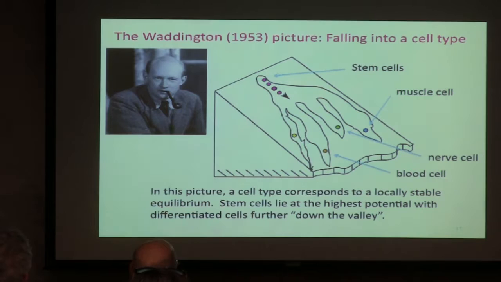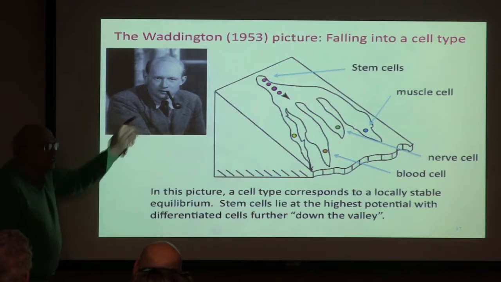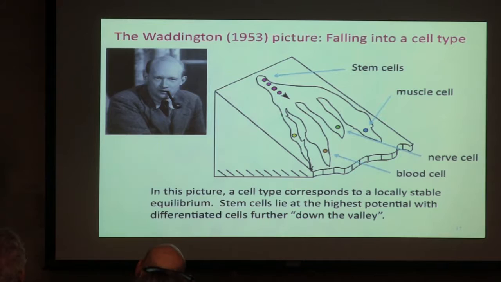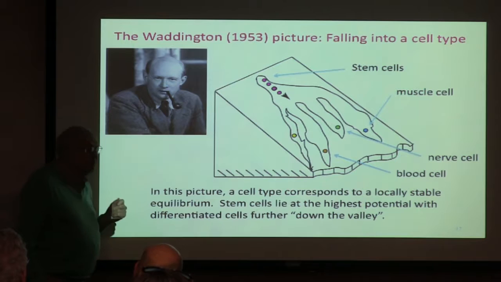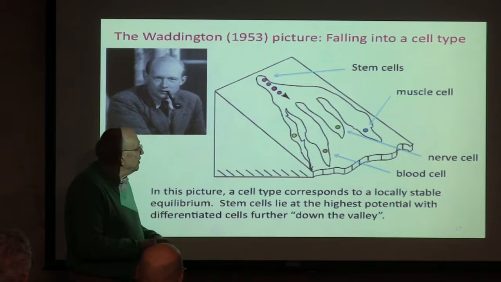So, Waddington is so English, is it not? Anyway, Waddington is a polymath, and I think quite a self-confident individual. Anyway, he had a picture that is widely used as an analogy of what happens when a stem cell differentiates.